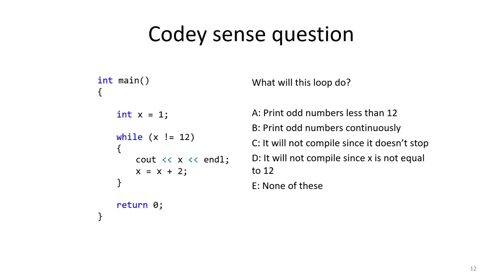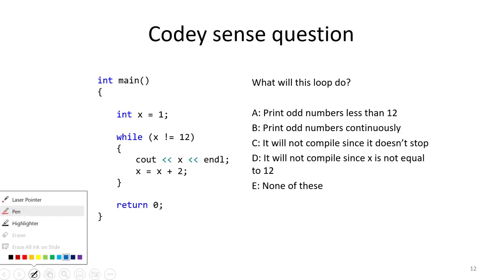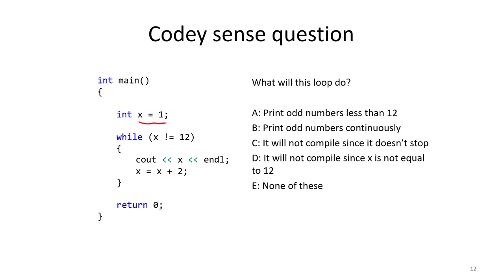Notice we declare a value x, right? We have some counting variable x, and as long as x is not equal to 12, then we output x, and then we increase x by 2.